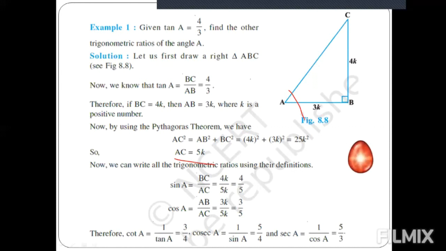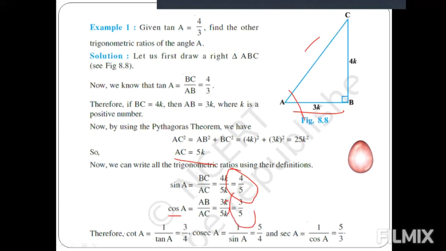And sine A equals opposite by hypotenuse. That is BC by AC, and that equals 4 by 5. And for cos, it is adjacent by hypotenuse. That is AB by AC. That equals 3k by 5k, k cancels, and this is 3 by 5.